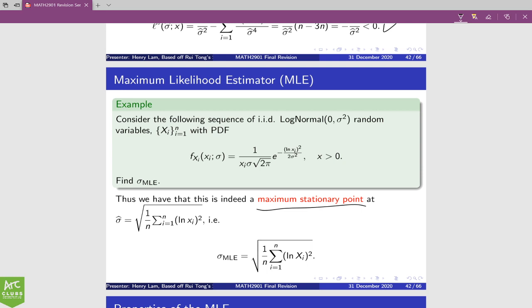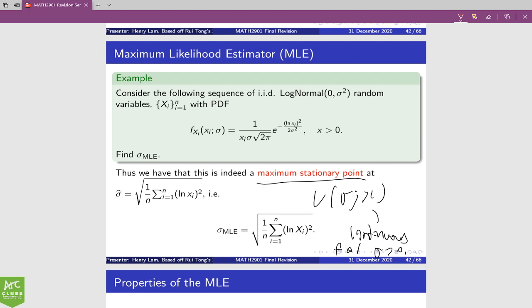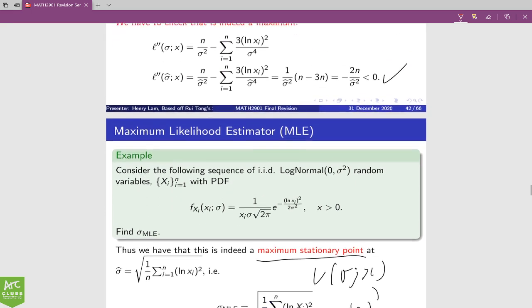And then it's kind of implied that since it's the only stationary point and L sigma x is continuous for sigma greater than 0, since it's a unique maximum stationary point, it's also a global maximum. You don't need to say any of these things, like that last part I mentioned, how it's a global maximum because it's a unique maximum stat point. But it's kind of implied. If there's multiple maximum stationary points, you obviously need to compare which one has a higher value, right? But I highly doubt that's what's going to happen.